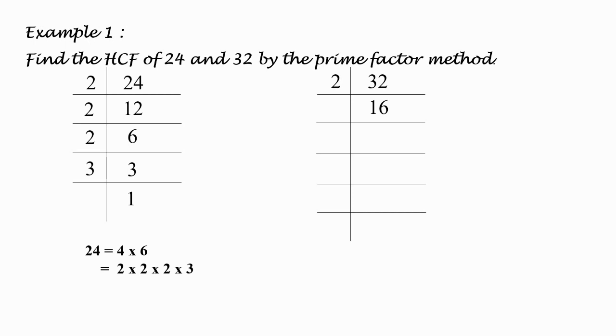Further, 16 we have to factorize and factors of 16 are 2 and 8. So 2 we will write on the left hand side and 8 we will write below 16 on the right hand side of the vertical line. Now further we have to factorize 8.